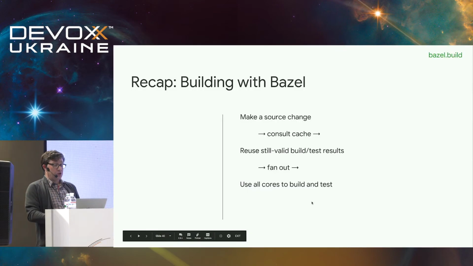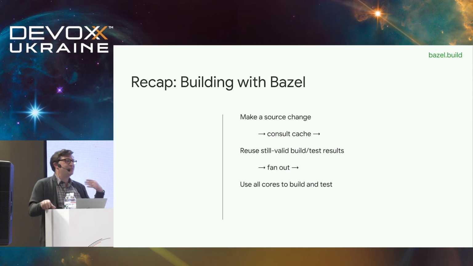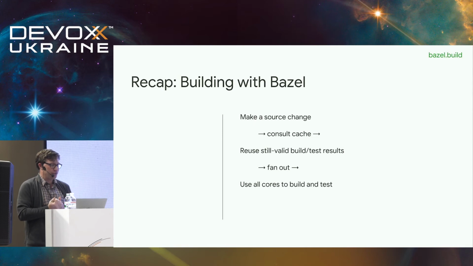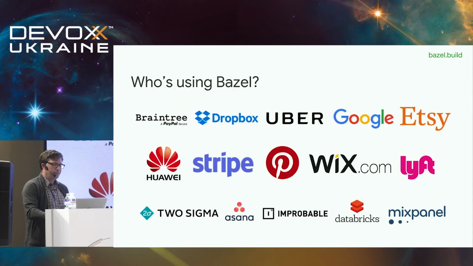All right. So what I just showed you is that we made a change. Bazel consulted its cache and only rebuilt or retested the things that had changed, fanned out, and used all the cores available on my machine for its build and test. So, who's using Bazel? Well, a lot of really cool companies and organizations are using Bazel, including Wix.com. And I want to point out Natan. Stand up, yes. Natan is giving a talk after lunch right across the hall in space C, where he's going to talk about migrating to Bazel at Wix. Challenges, successes, and he'll also be available to take questions about his experience migrating to Bazel.